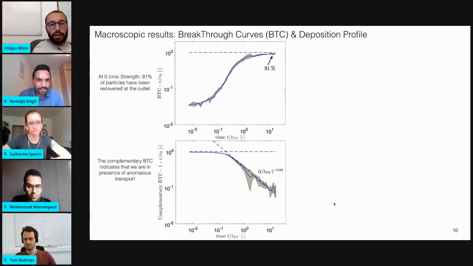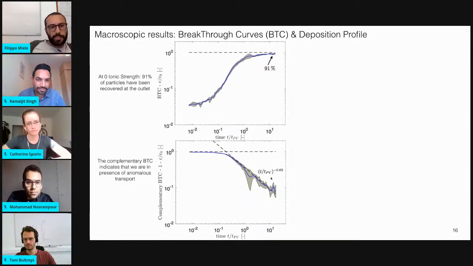So just to have a look directly at the data, if you look at the breakthrough curves working at 0 ionic strength, 91% of the particles have been recovered at the outlet of the filter. It's more interesting to look at the complementary breakthrough curve, which is defined as 1 minus the current concentration divided by the injected concentration, which shows a power law tailing behavior with the arrival times, with a characteristic exponent of minus 0.63.